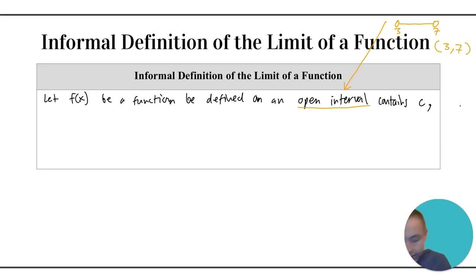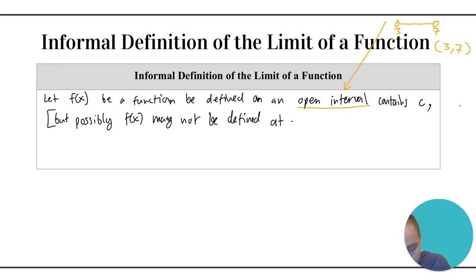Now, there's another thing that we need to note right here. But possibly f of x may not, so it may or may not be defined at C itself. So that little notion right there, I will give sufficient attention to later on and explain exactly what that means and how that impacts our ability to find limits and that sort of thing. But that's a true assumption in terms of limits.